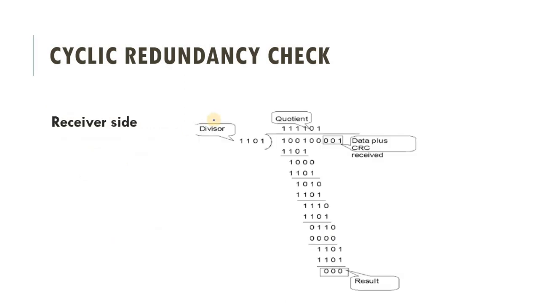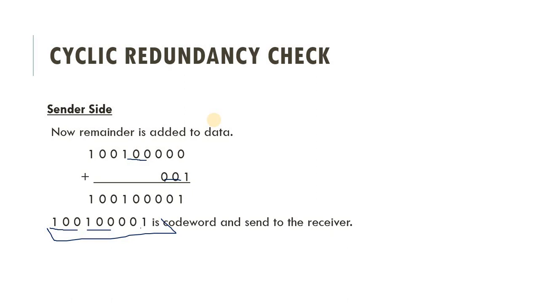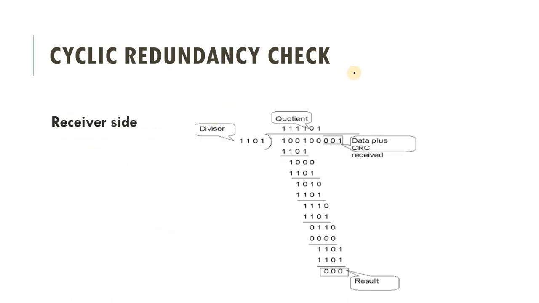Now this message is sent over the network and received at the receiver side. At the receiver side, it again calculates the remainder. So our message is 100 100 001, these are the CRC bits, and the divisor is 1101. The whole process is repeated, and at the end we can see that the remainder is 0.